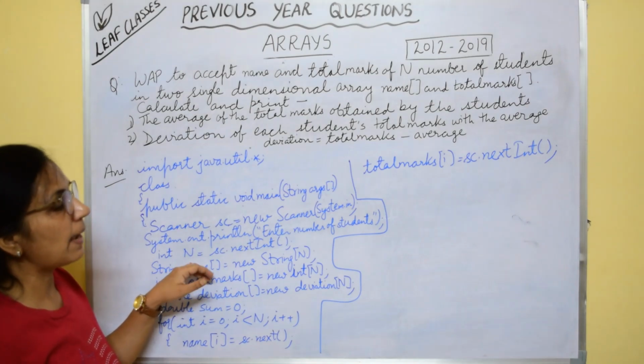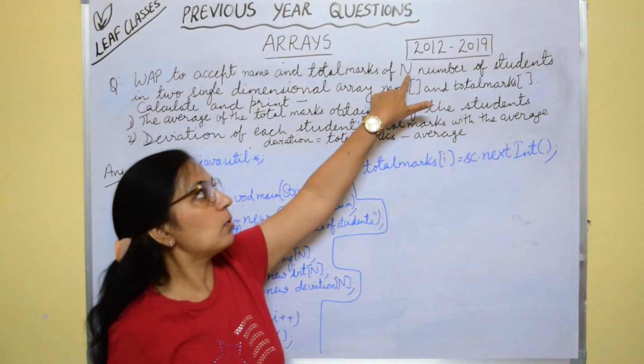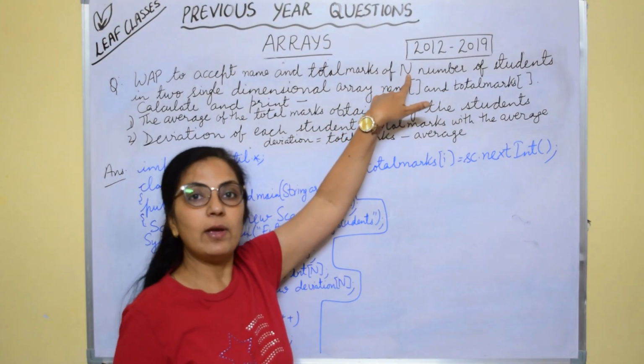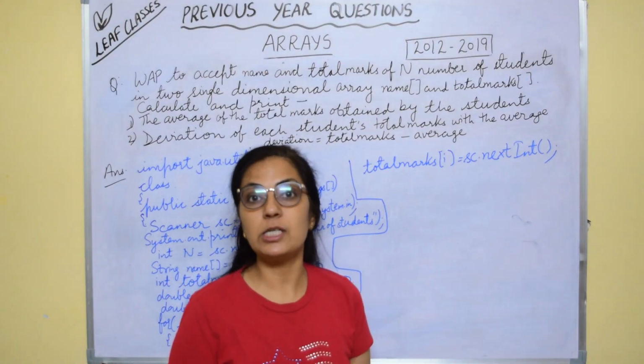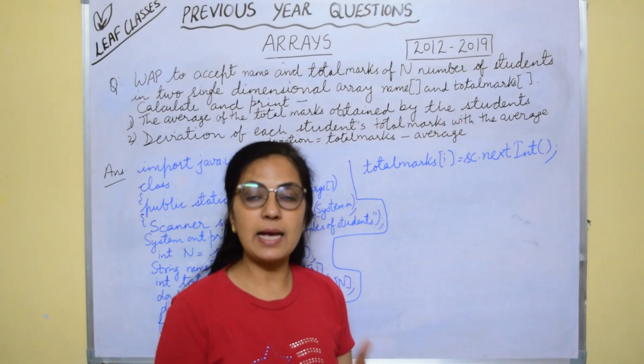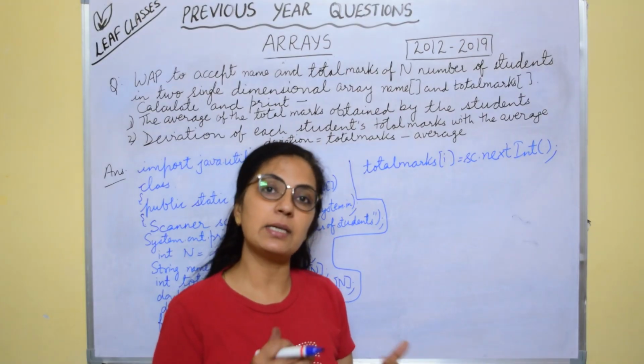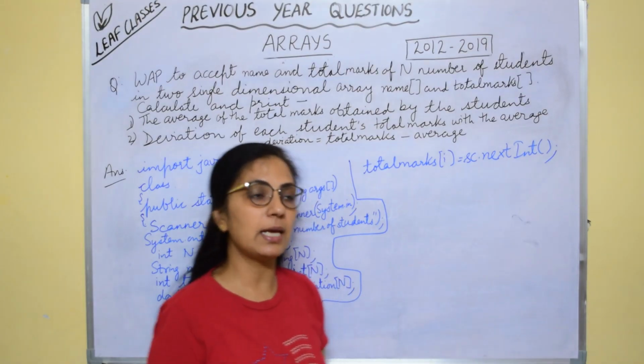Why I have taken capital N? Because in the question it is written N. So whenever any variable name is given in the question, please don't change the variable name. It has to be that only. If it is capital N, take capital N. If it is small, then take small.